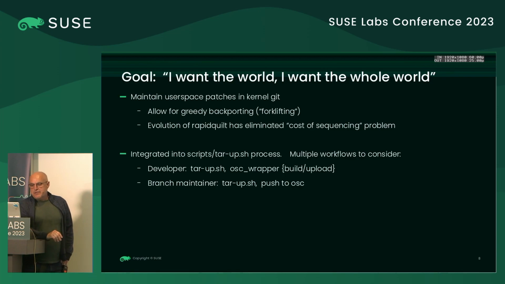So what I want is for it to get integrated into the scripts.tar.sh process. One thing to remember for people who are not familiar with our kernel tree: we don't have a regular kernel tree like the upstream kernel. We have a git tree that is a set of patches maintaining git, and those get applied over a kernel tarball. And scripts.tar.sh is a tool that basically creates a kernel source directory for submission, and there are two primary use cases here. There are the developers who will run this to create this kernel source directory because they want to use OSC wrapper to either build it or upload it for build. And then there are the branch maintainers who run the same workflow, but they then push the changes into the build service.